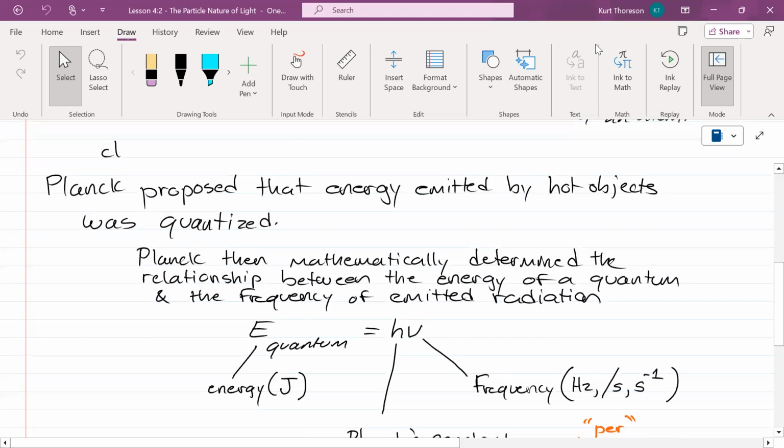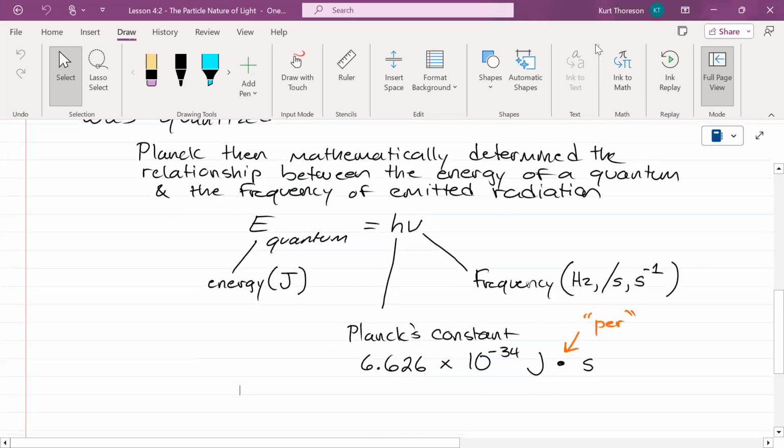Planck also proposed that energy emitted by hot objects was quantized. It had different levels of energy, like the iron. You have energy level red, then energy level orange, then energy level blue. He came up with a mathematical equation, which is where we left off yesterday, and it is E equals h nu.